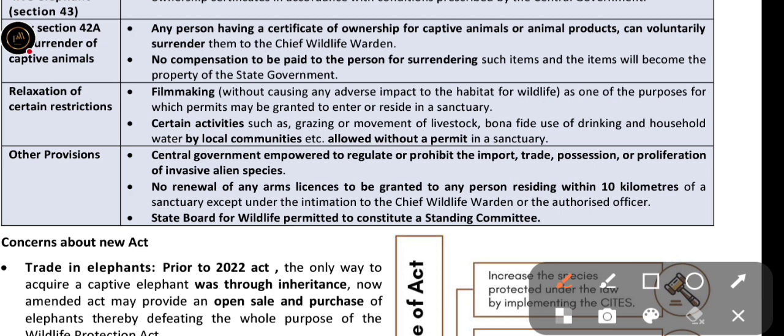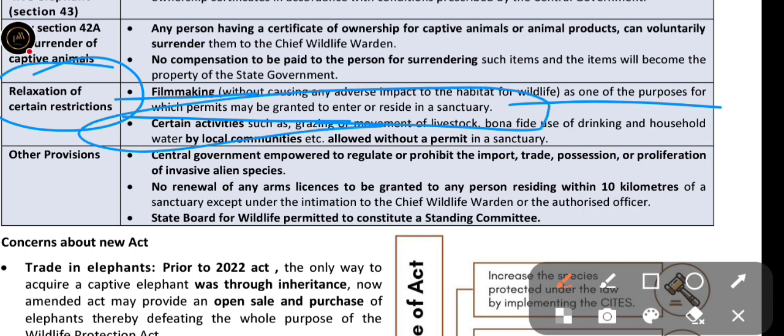Okay, and the next feature is the relaxation of certain restrictions. Under this, filmmaking without causing any adverse impact to the habitat for wildlife is one of the purposes for which permits may be granted to enter or reside in a sanctuary.